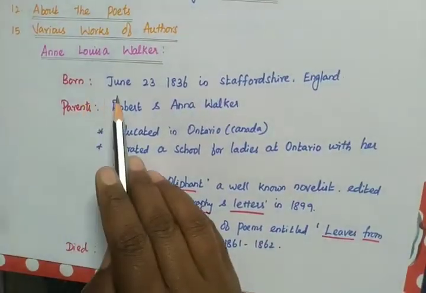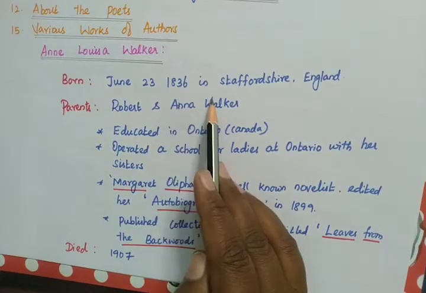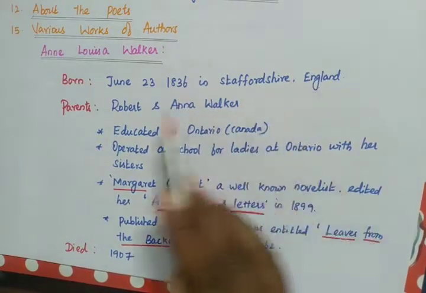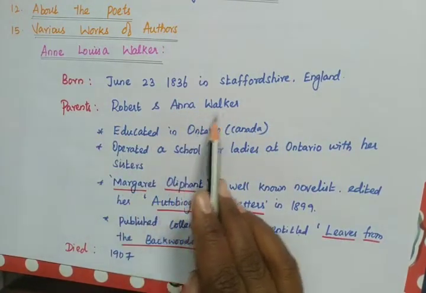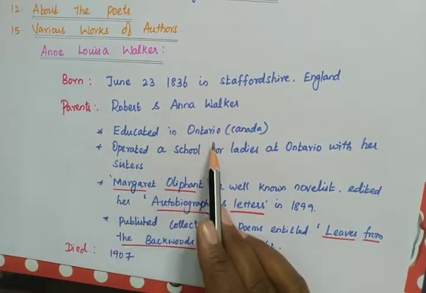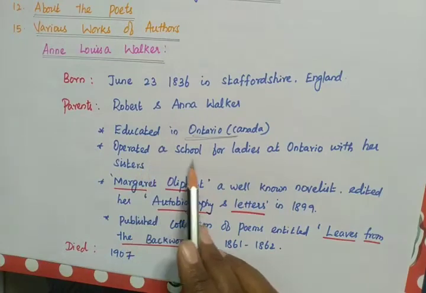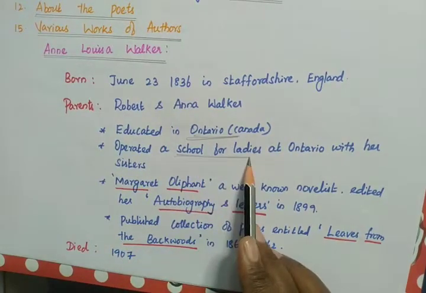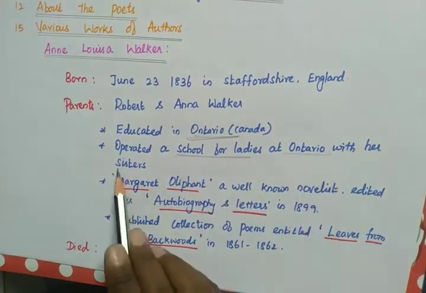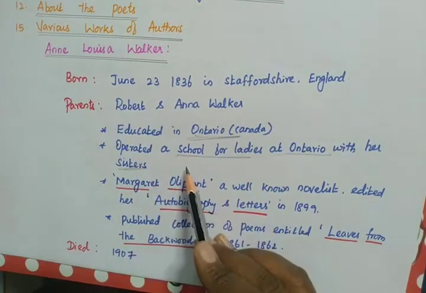She was born on June 23rd, 1836 in Staffordshire, England, and her parents are Robert and Anna Walker. She was educated in Ontario, Canada. So, education in Ontario, Canada. She operated a school for ladies at Ontario with her sisters. So along with her sister, she operated a school.